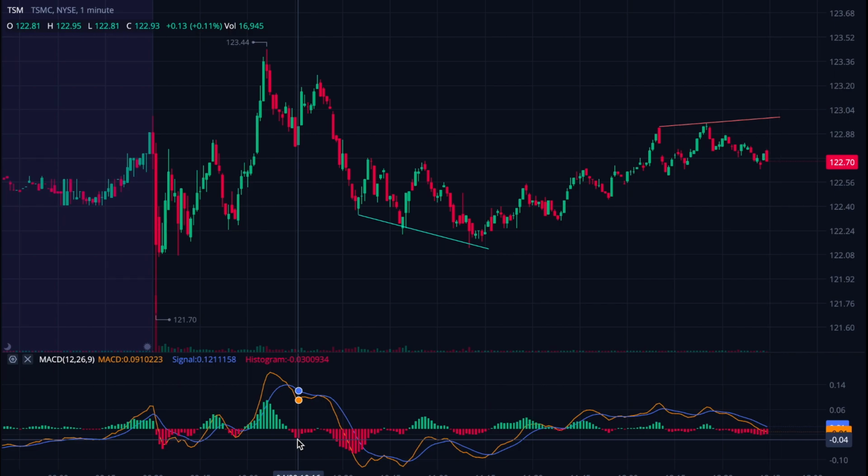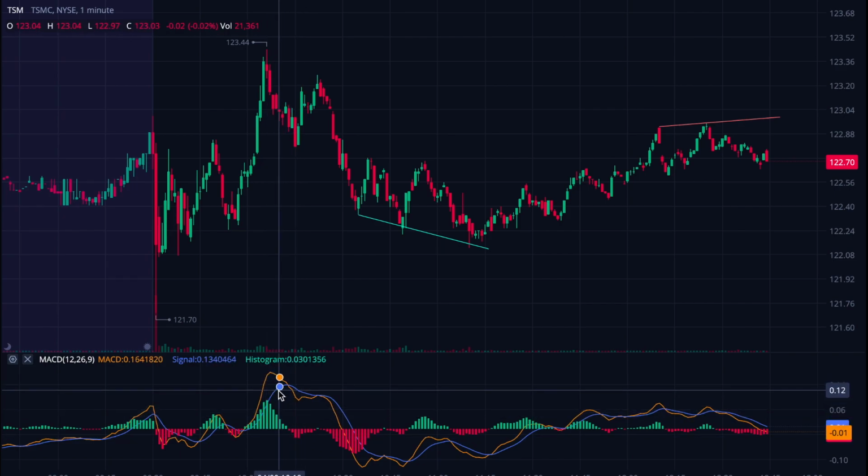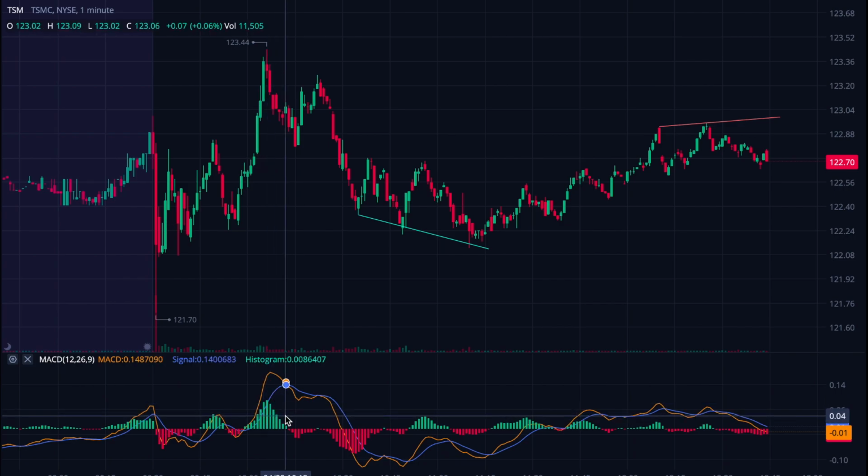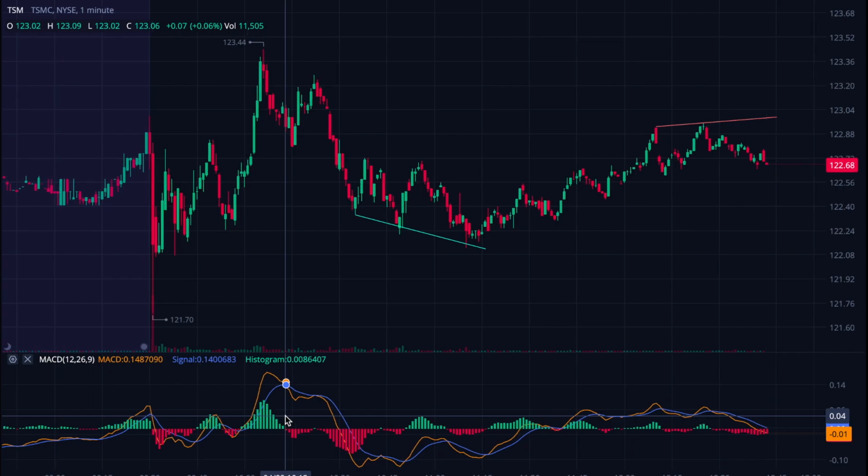So here's a couple of ways to use the MACD. A very simple way is to just pay attention to the yellow and the blue lines and use them as buy and sell signals. So one way that folks use them is when the yellow line crosses over the blue line, they take that as a buy signal.